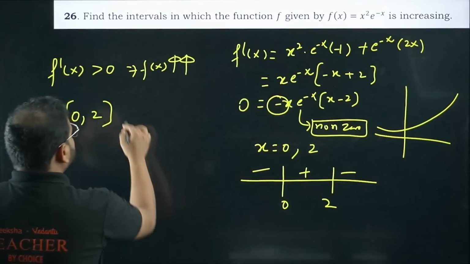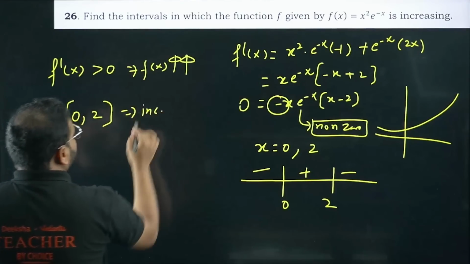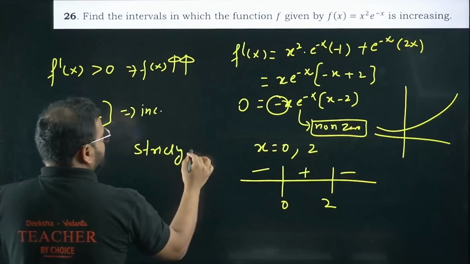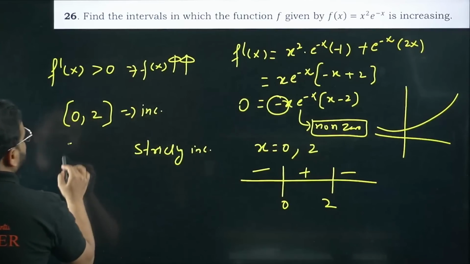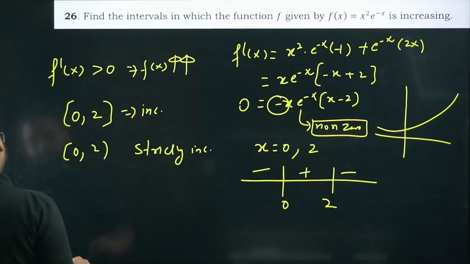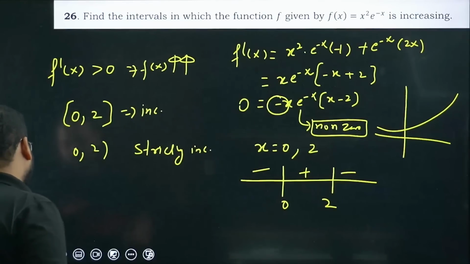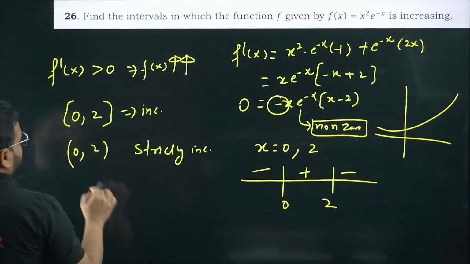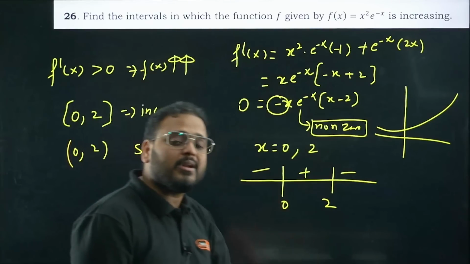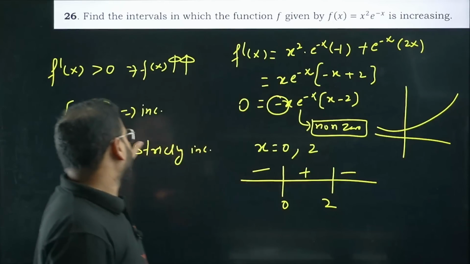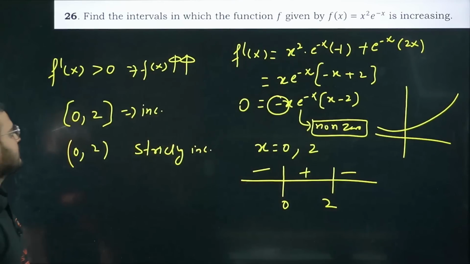If they were saying strictly increasing, then I'll say 0 to 2 open actually. There's the answer. The difference is there, okay? If they are saying strictly increasing, you have to take 0 to 2 open. If they are saying simply increasing, I can take 0 to 2 inclusive, means included, closed. Please check. Increasing in nature.